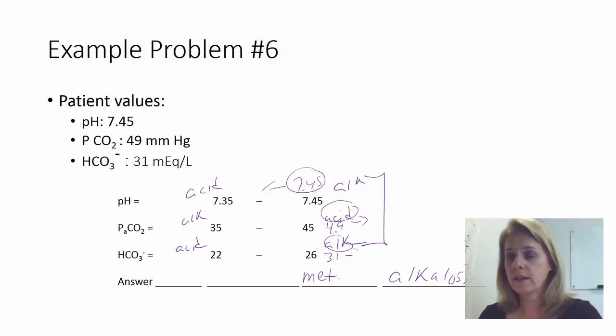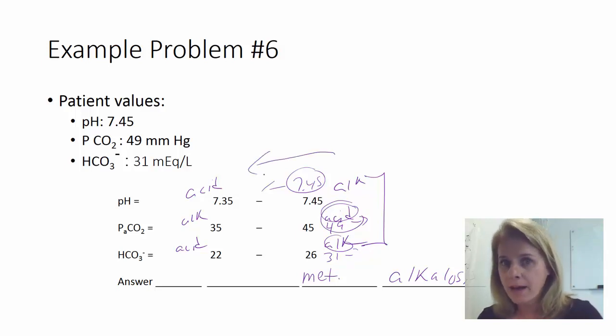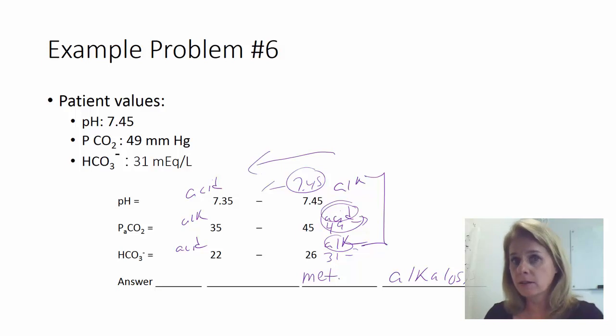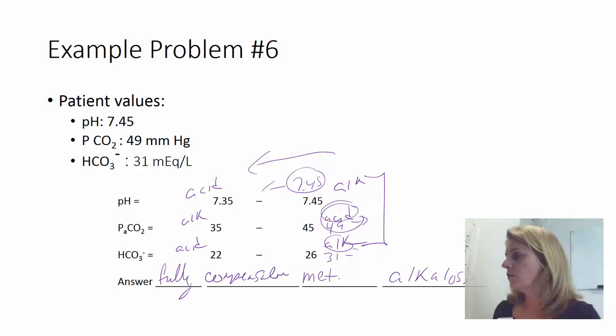Yes. Are the lungs trying? Yes. They are out of whack. They are trying really hard to bring that alkalosis back to neutral. So they're trying to bring it back to the acid side, and they've brought it back into the normal range. So that is fully compensated. Metabolic alkalosis. Those are your 6 problems.